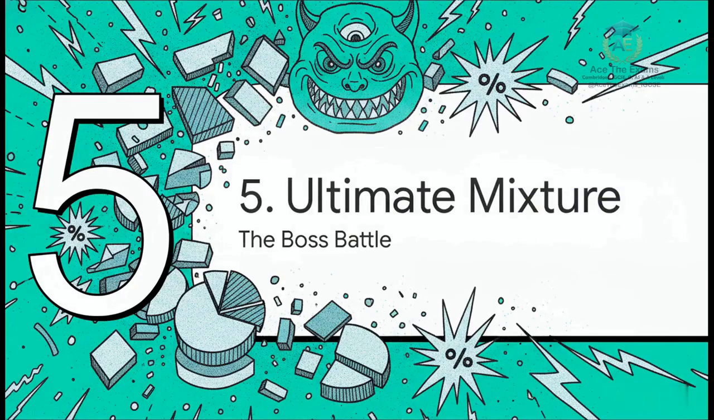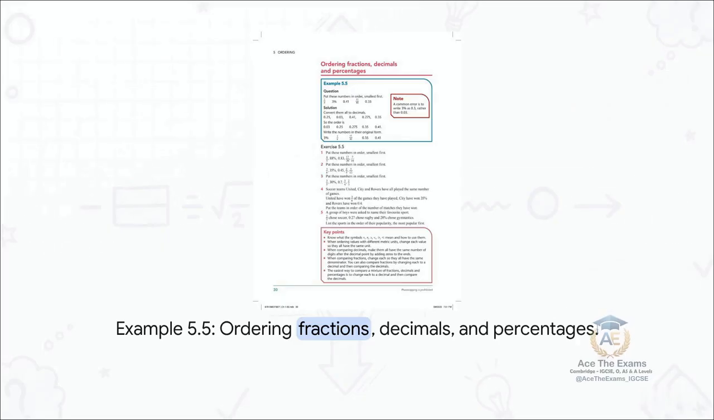Section 5, the ultimate mixture. Okay, this is it. This is the boss battle of the ordering topic. This is where the examiners basically throw everything, including the kitchen sink, at you in a single question. A chaotic, messy mixture of fractions, decimals, and percentages all living together in one single list. Example 5.5 perfectly demonstrates the ultimate rule for handling these mixed formats.